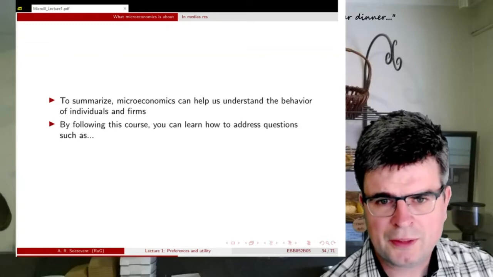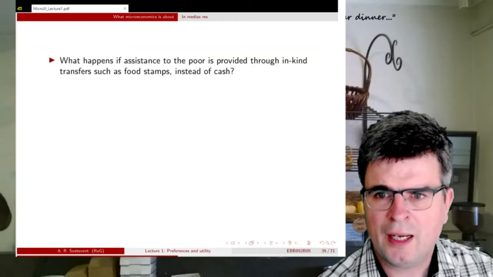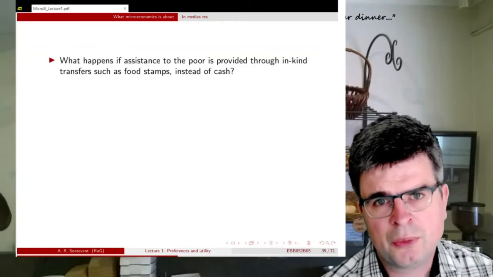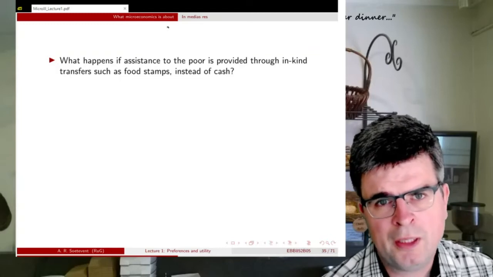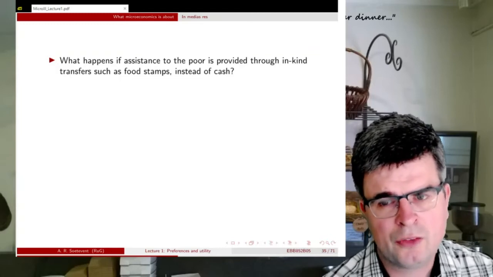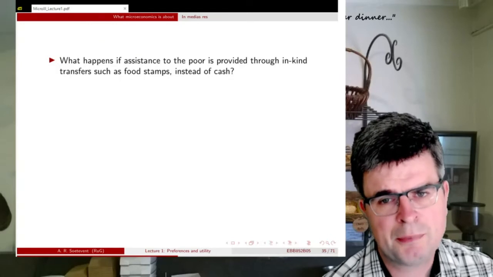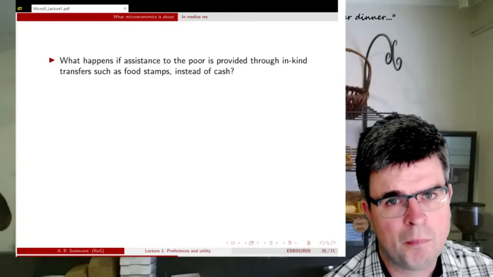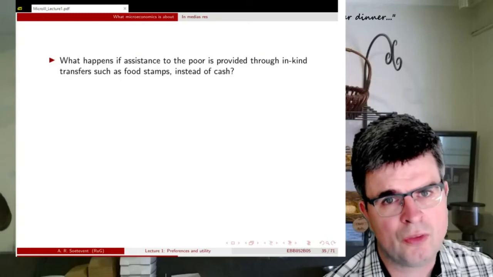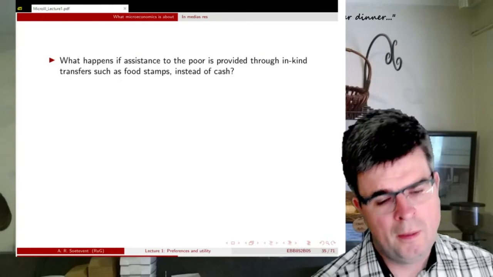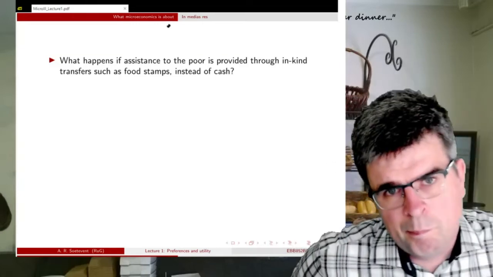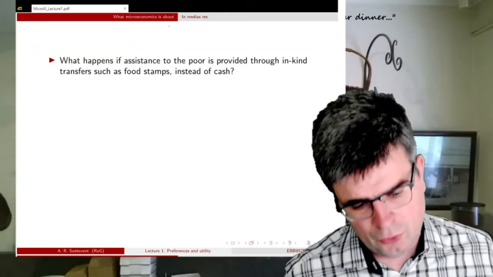Now, you also can address questions like, okay, if you give assistance to the poor, not by just giving them money, but by giving them in-kind transfers, such as food stamps, what happens? Do they spend more of their budget on food? So if you want to do something for poor people, then there are two things that you can do.